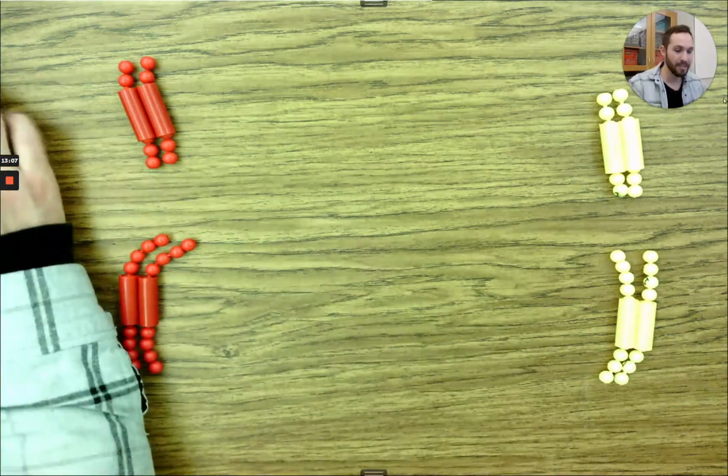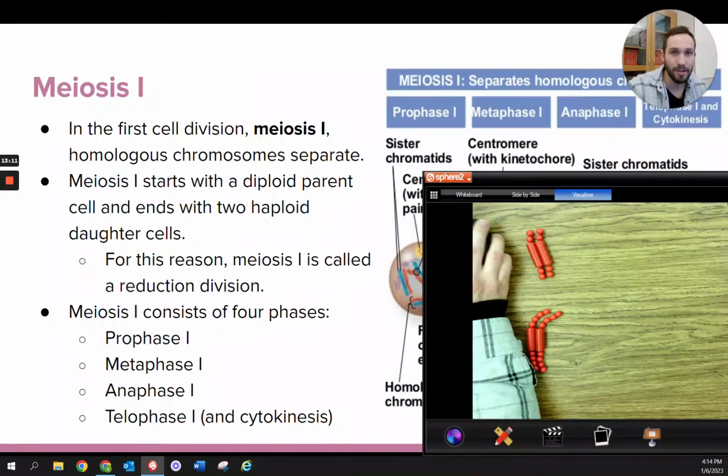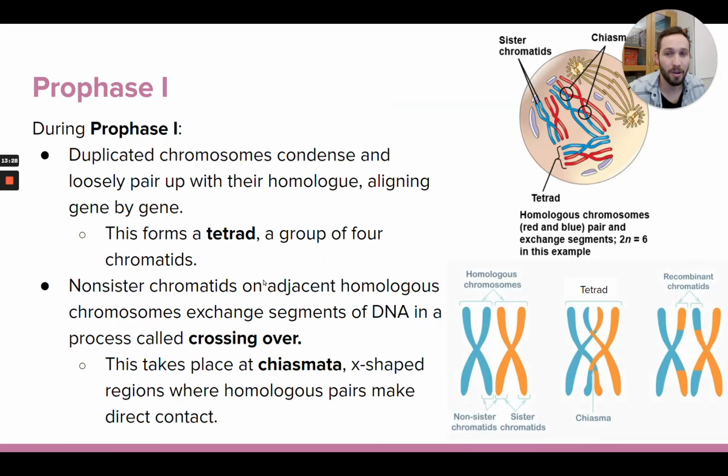So now in the slides, let's see if we can cement this into your brain. If you look here, if we go through these 4 phases of meiosis I, prophase I, metaphase I, anaphase I, telophase I, you're going to see exactly that happen. You're going to see those homologous chromosomes pair up and then separate into 2 daughter cells. There is a little bit more that happens though.